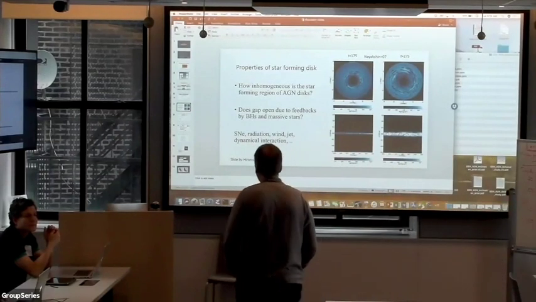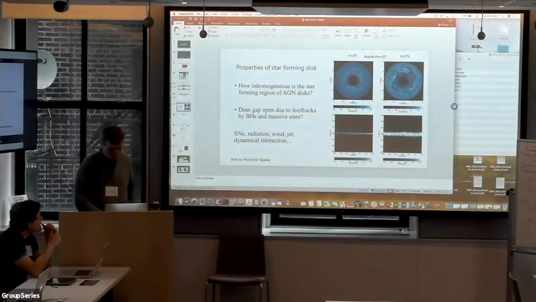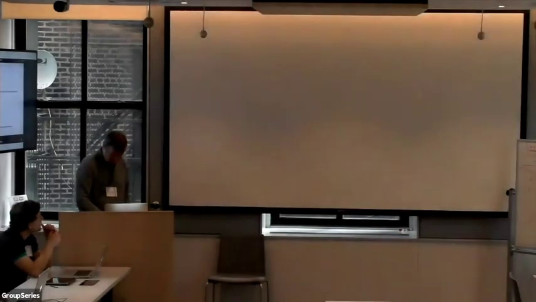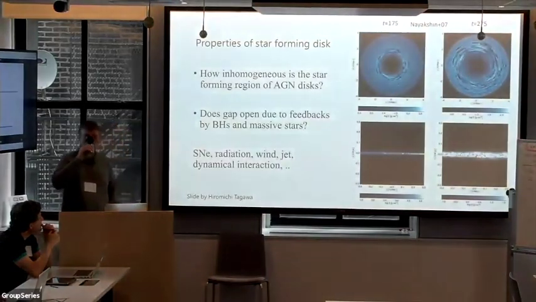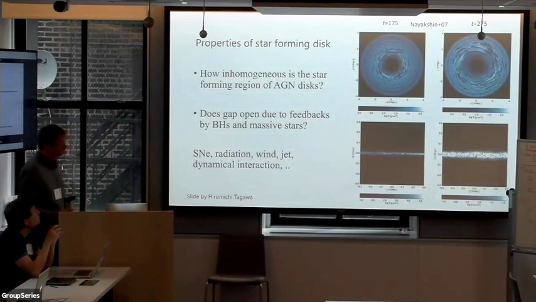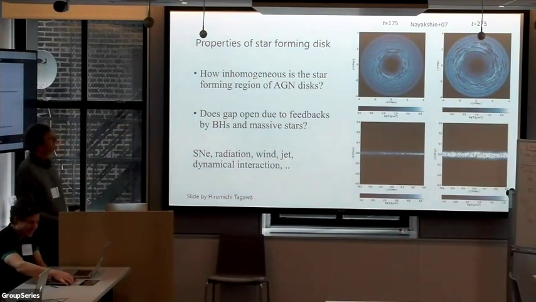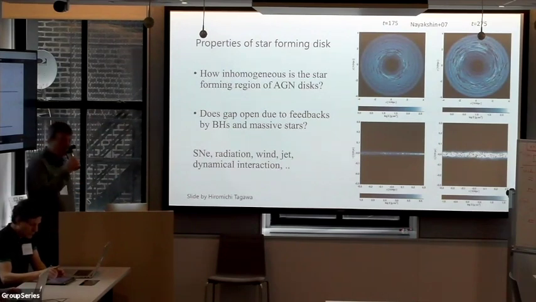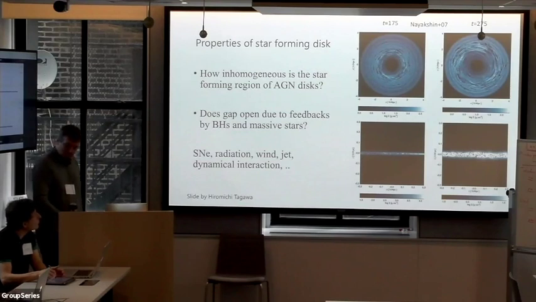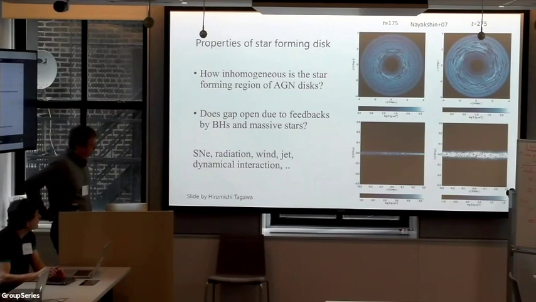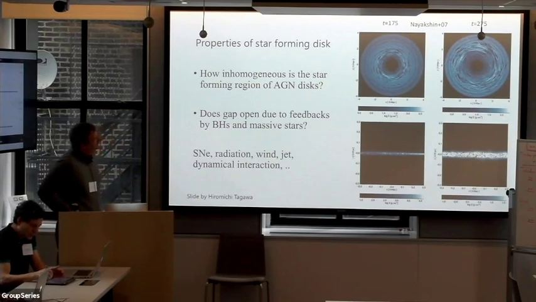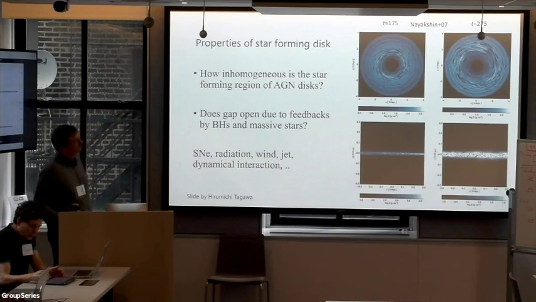Take the mic. So my slide is not a new result, but just my curiosity. My question is how inhomogeneous the star forming region of AGN disks is, and also does a gap open due to the feedback by black holes and massive stars? For example, feedbacks are supernovae, radiation, wind, jet, and dynamical interaction. And as far as I know, the simulations of star formation in AGN disks don't consider the feedbacks.